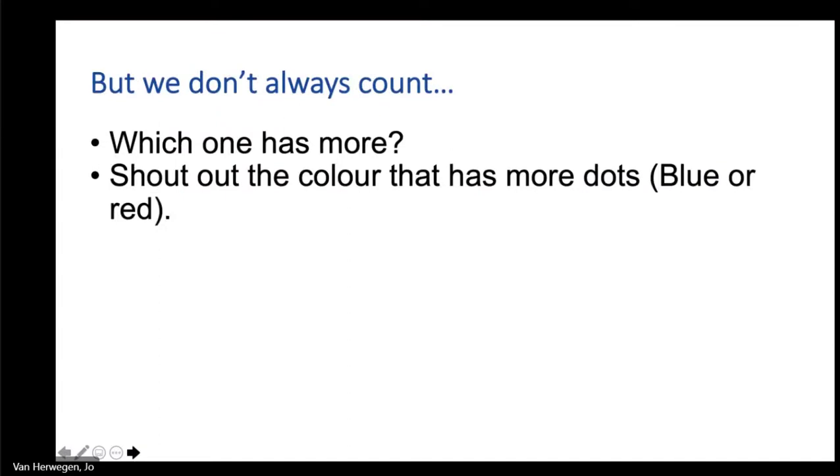So I hope that gives you a little bit of an understanding around how counting develops and how that's already related to abilities that infants have very early on in life. But we don't always have to count. So again, I've got this little activity for you. I hope you're all ready.